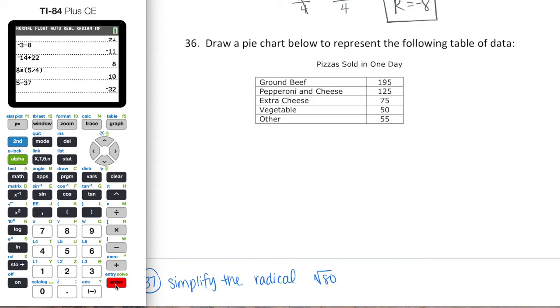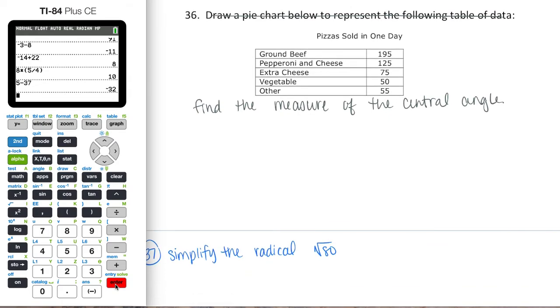Alright, so on this one, instead of drawing a pie chart, I want you to find the measure of the central angle. So this is like what we did on that project when you guys had to find the measure of the central angle. And we're going to do this for extra cheese. So find the measure of the central angle for your extra cheese category.